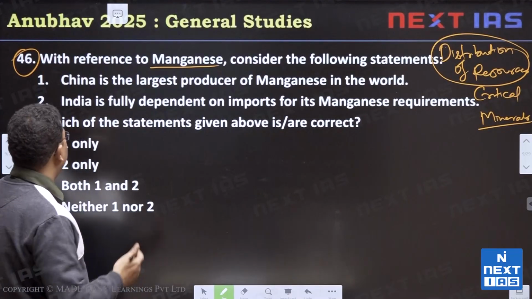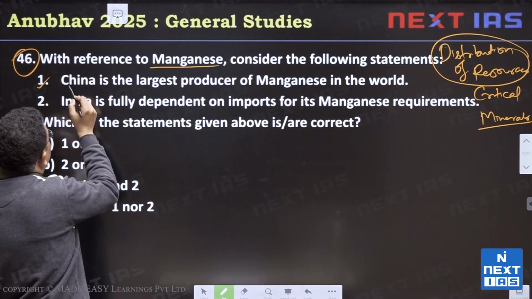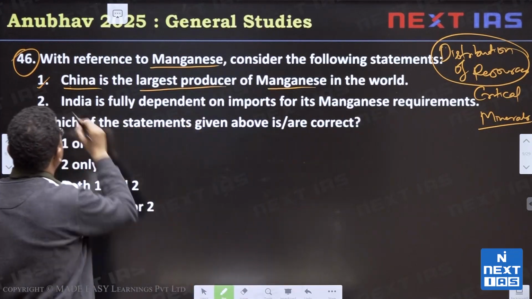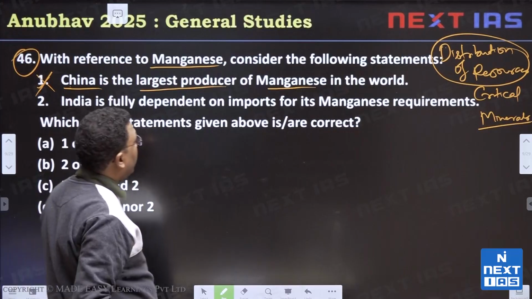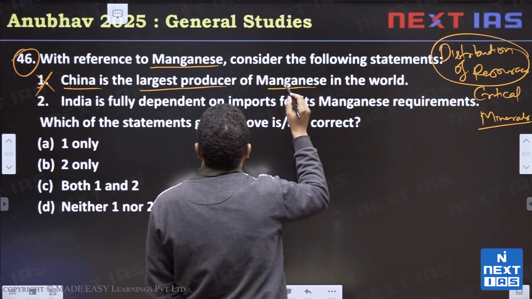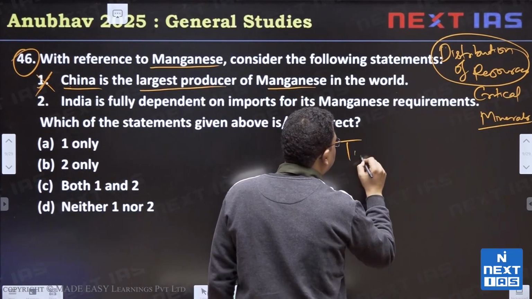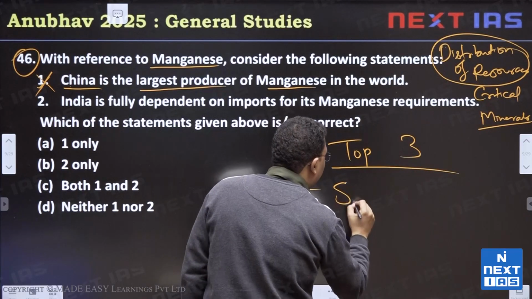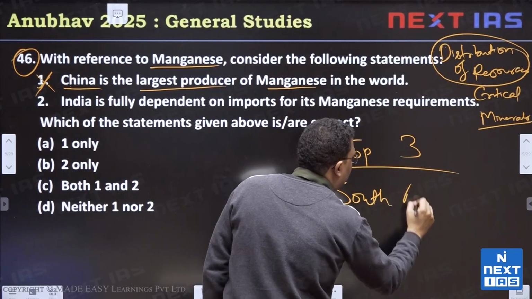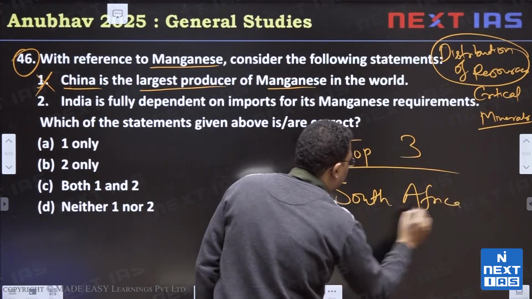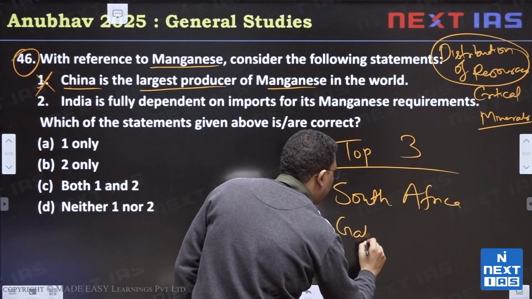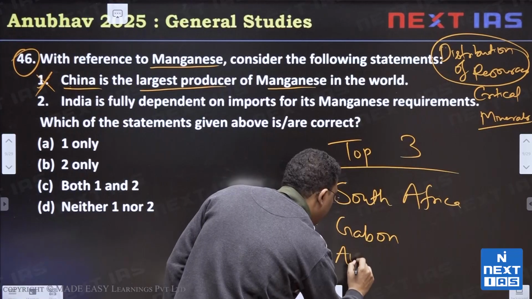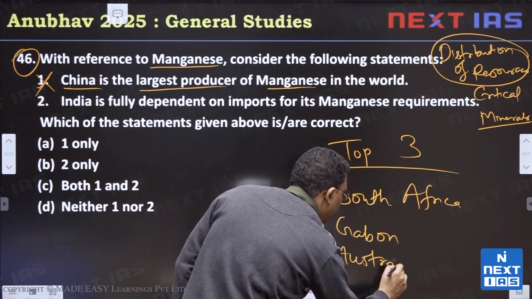Now let's read the statements. The first statement says China is the largest producer of manganese in the world. This is not correct. China is not the largest producer of manganese in the world. The top 3 producers of manganese in the world are South Africa, second is Gabon, and third is Australia, right?